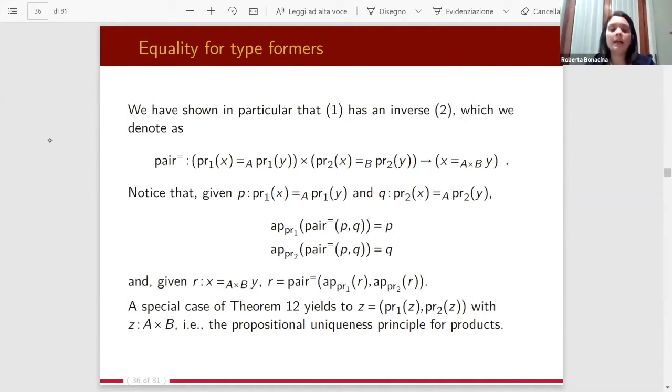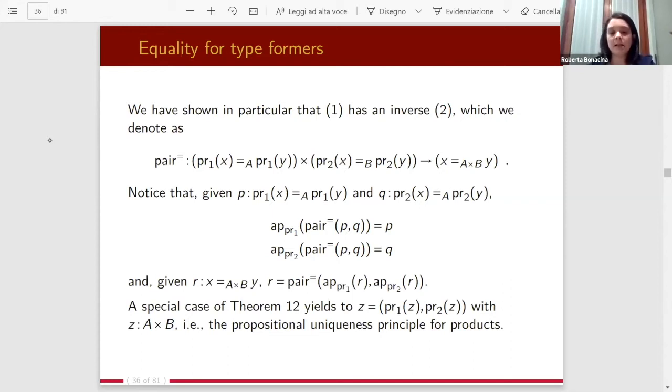And what we notice is that given a path P from the first projection of X to the first projection of Y, and a path Q from the second projections, we have that the AP of the first projection on pair equal of the pair PQ is P, and AP of the second projection on pair equal of the pair PQ is Q. And also, we have that if R is a path from X to Y, then it is equal to the pair equal of the pair of the two AP on R.